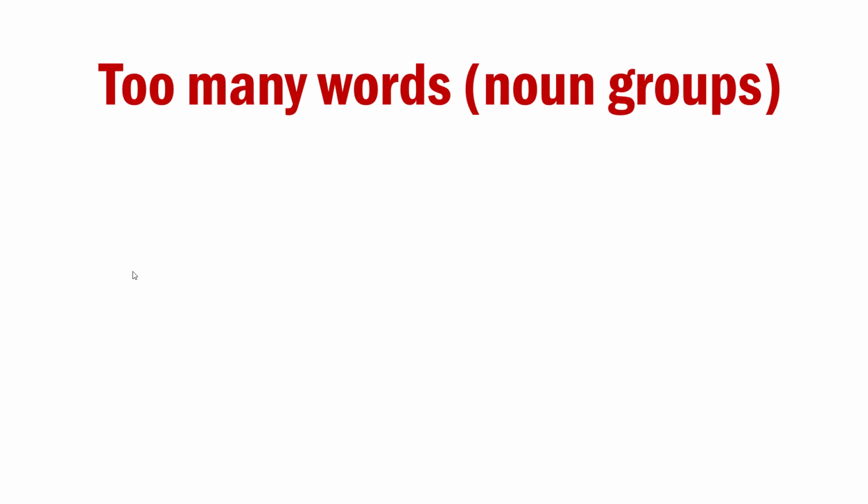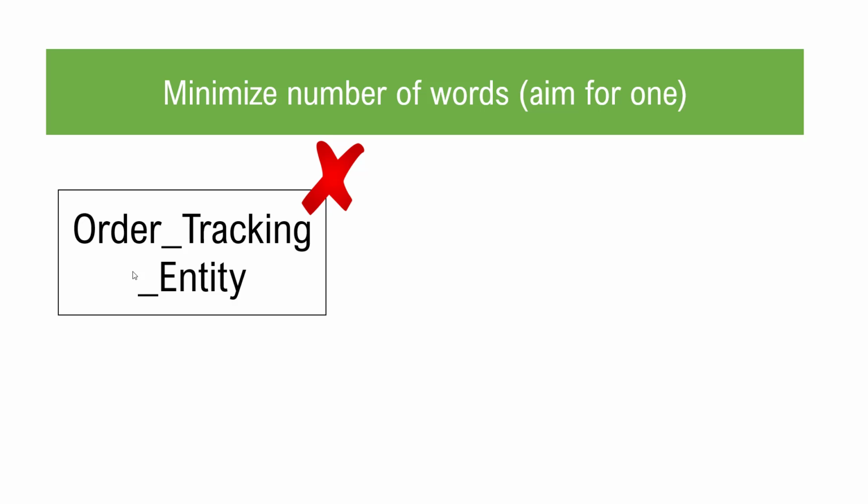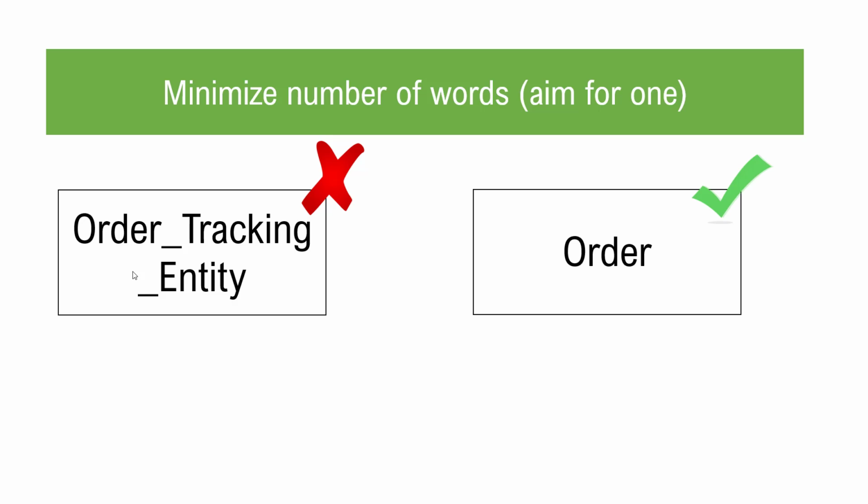Another mistake, using too many words. For example, using long noun groups. We sometimes create more confusion with using so many words. Order, tracking, entity. Words tracking an entity really aren't necessary. It's much easier to minimize the number of words, aiming for one, of course. For example, in this case, you can just call your entity order, and it's clear enough.